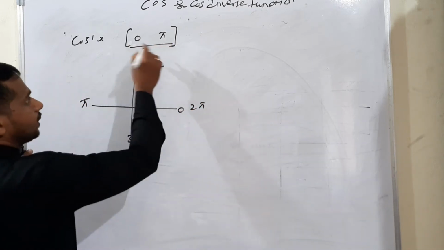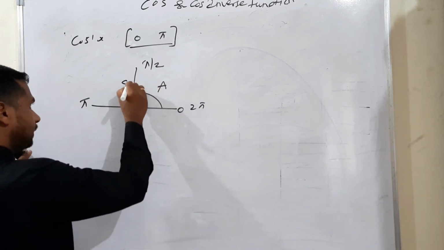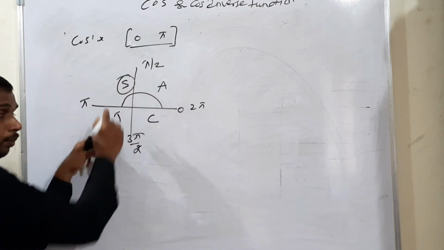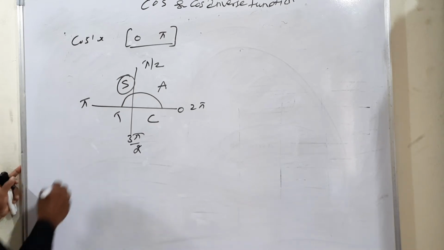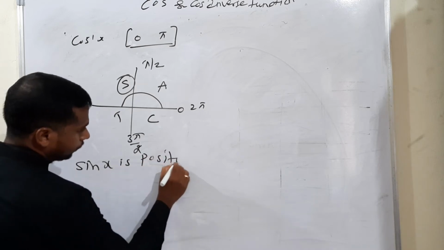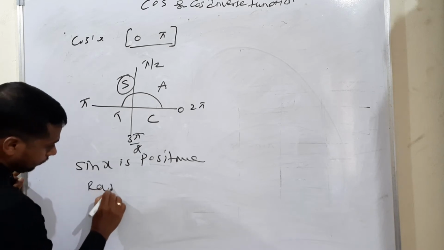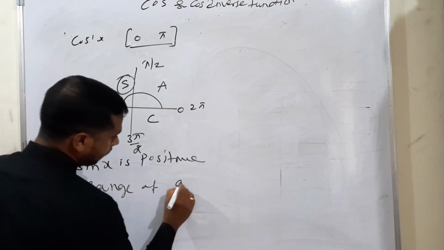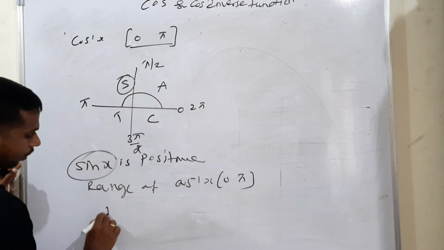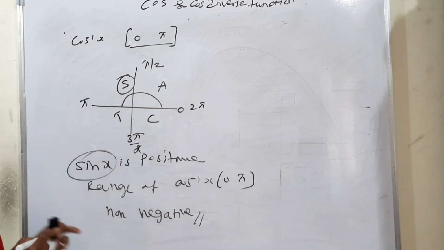So the condition for cos inverse x is 0 to pi. It moves from 0 to pi according to the unit circle values. So 0 to pi means a restricted domain, and definitely we can say sin is positive. Therefore we can say sin x is positive when the range of cos inverse x is 0 to pi, or we can say sin x is non-negative. This is one of the important points. One more question is possible.